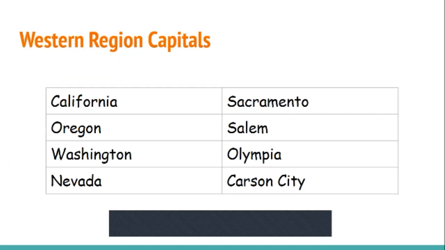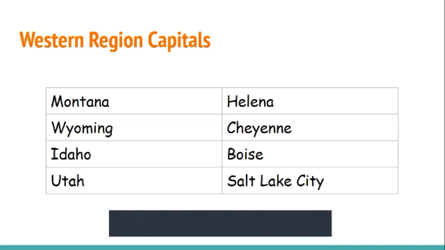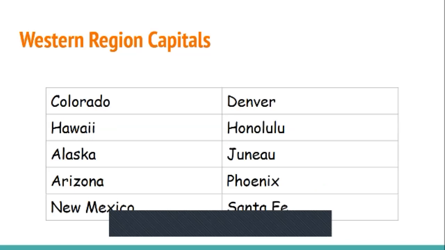California is the state, Sacramento is the capital. Oregon, Salem. Washington, Olympia. Nevada, Carson City. Montana, Helena. Wyoming, it's pronounced Cheyenne. Idaho, Boise. Utah, Salt Lake City. Colorado, Denver. Hawaii, Honolulu. Alaska is pronounced Juneau. Arizona, Phoenix. New Mexico, Santa Fe.